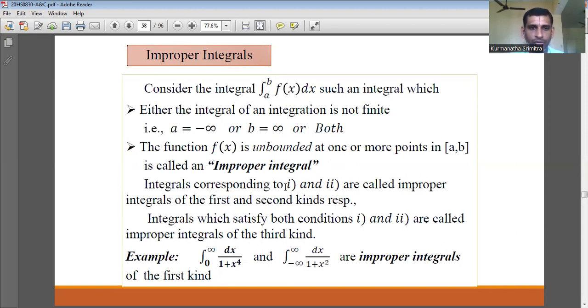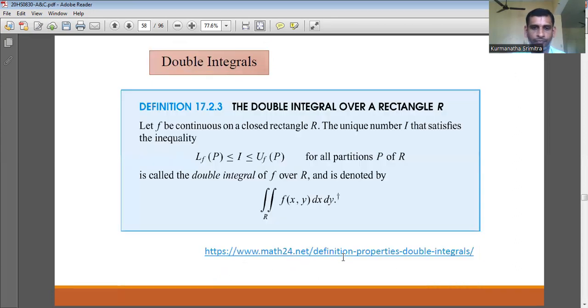The integrals corresponding to the first and second conditions are called improper integrals of the first and second kinds respectively. Integrals which satisfy both conditions 1 and 2 are called improper integrals of the third kind. That is, condition one means either the lower limit or the upper limit is infinite, and the second is the unbounded function. If both conditions are satisfied, then it is called a third kind improper integral. These are examples: integral 0 to infinity dx by 1 plus x power 4 and integral minus infinity to plus infinity dx by 1 plus x square are improper integrals of the first kind.